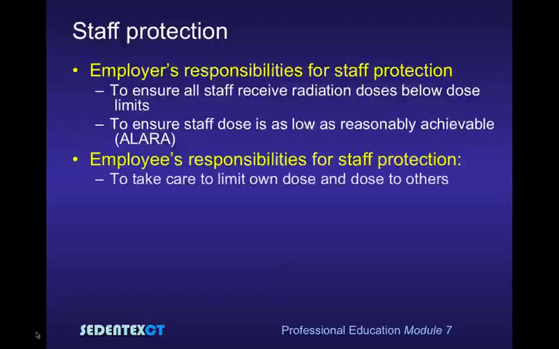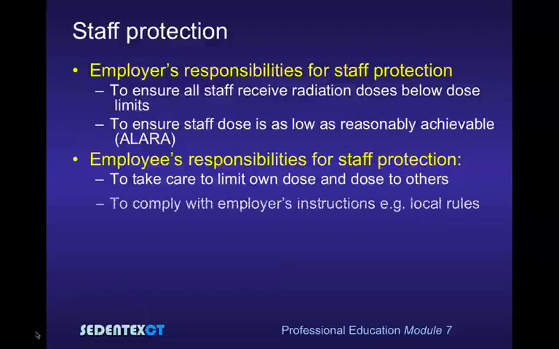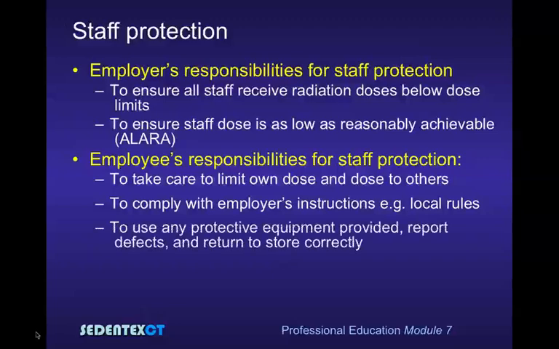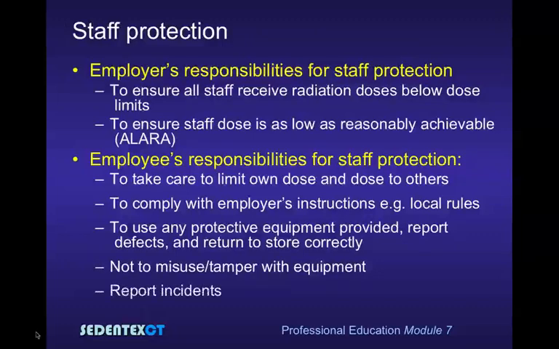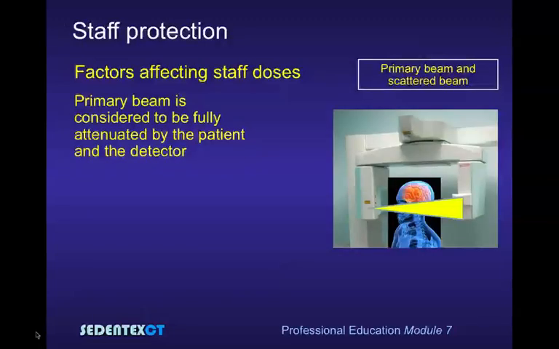The employee's responsibilities for staff protection are as follows: to take care to limit their own dose and the dose to others, to comply with the employer's instructions, for example local rules, to use any protective equipment provided, to report defects and to return it to store correctly, not to misuse or tamper with equipment, and to report incidents.